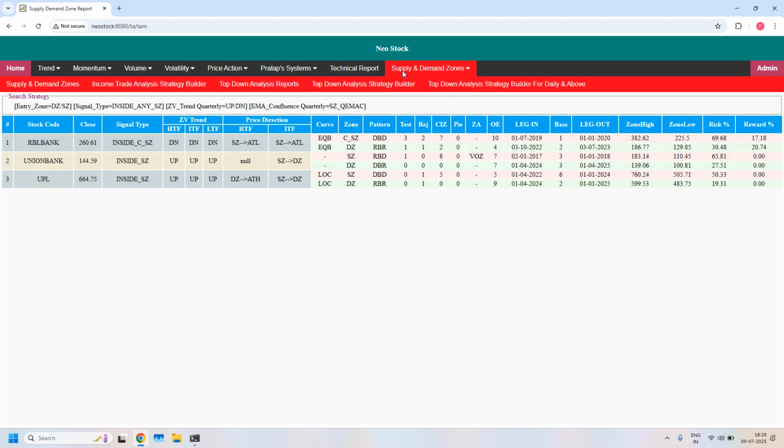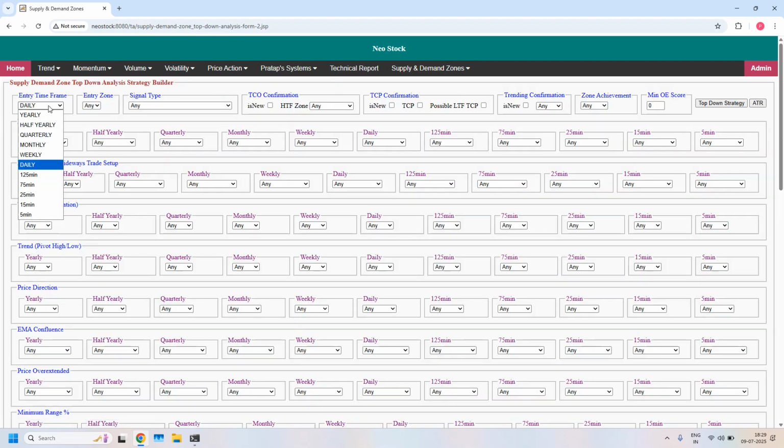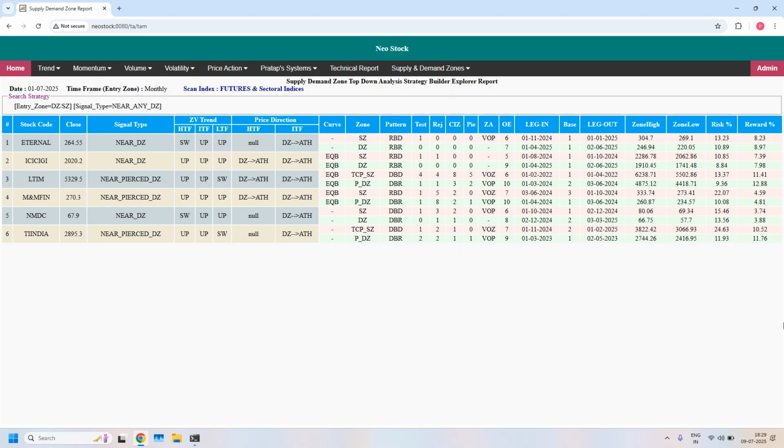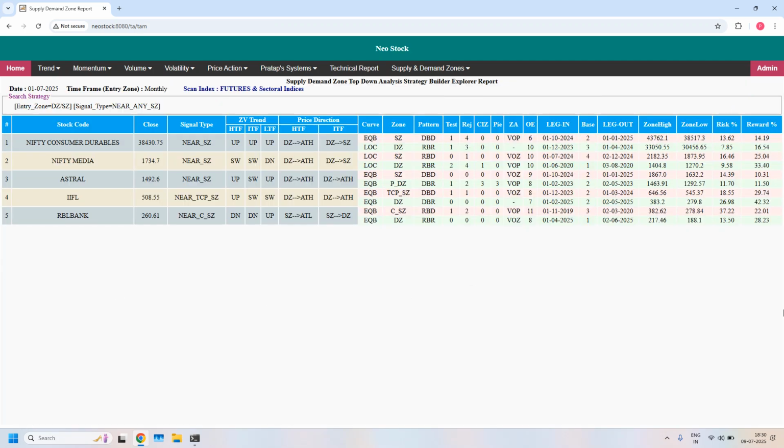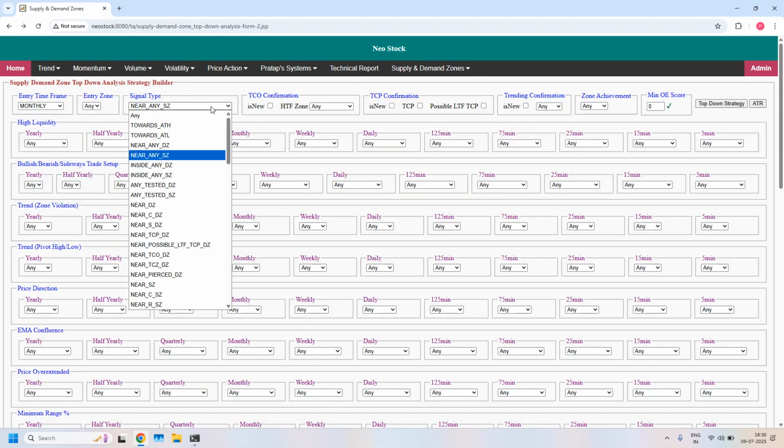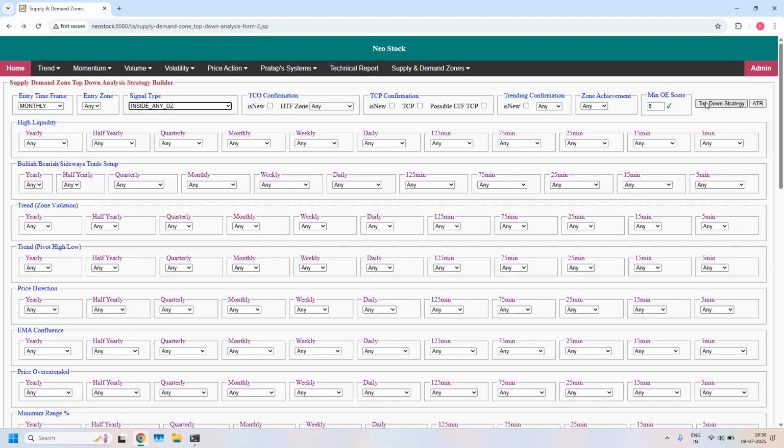Okay, next time frame is monthly. Stocks near to the monthly demand zone, we got 6 stocks. Next, stocks near to the monthly supply zone, we got 5 stocks. Next, price closed inside the monthly demand zone.